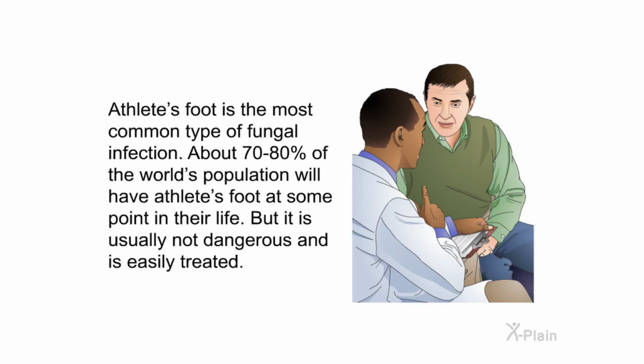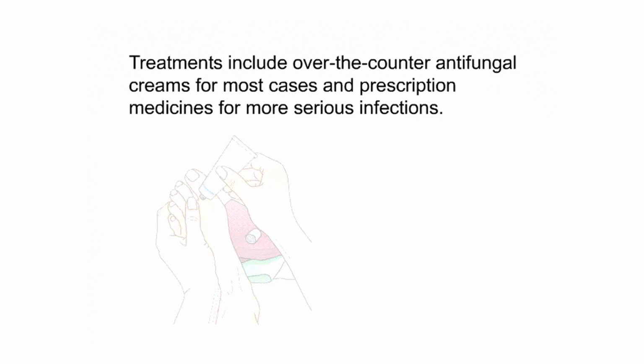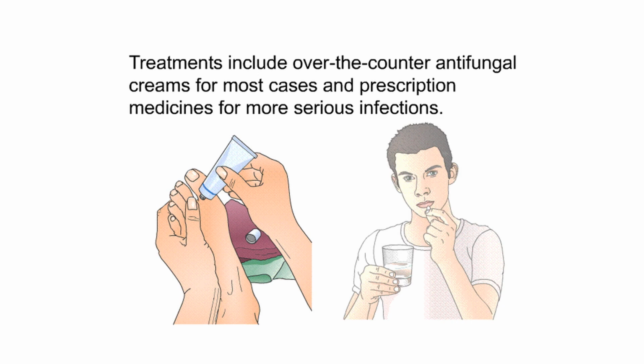Athlete's foot is the most common type of fungal infection. About 70 to 80% of the world's population will have athlete's foot at some point in their life, but it is usually not dangerous and is easily treated. Treatments include over-the-counter antifungal creams for most cases and prescription medicines for more serious infections.